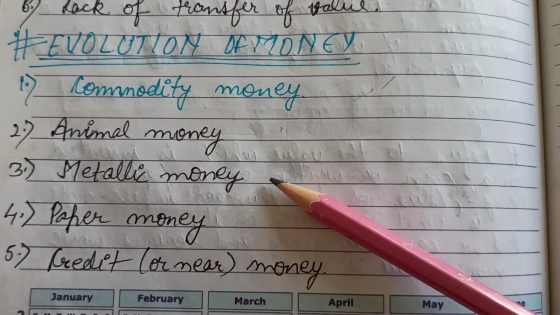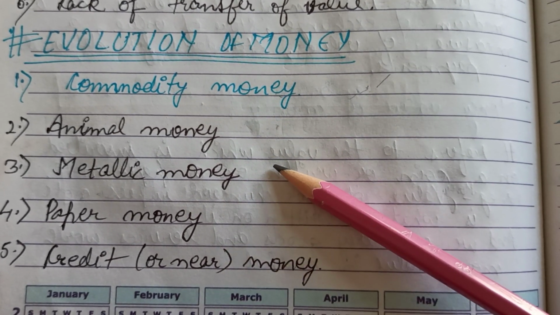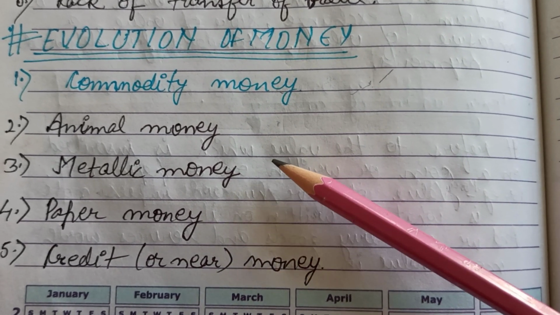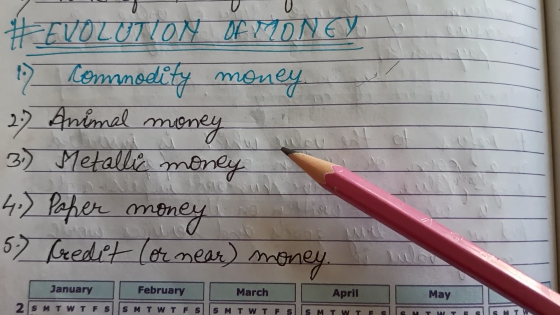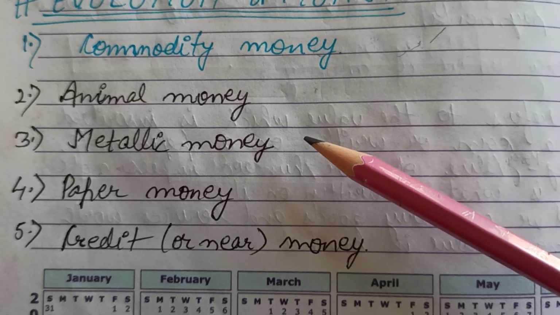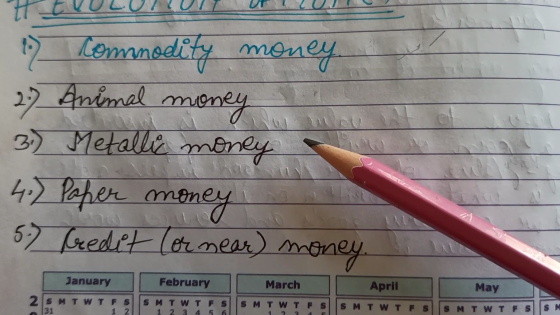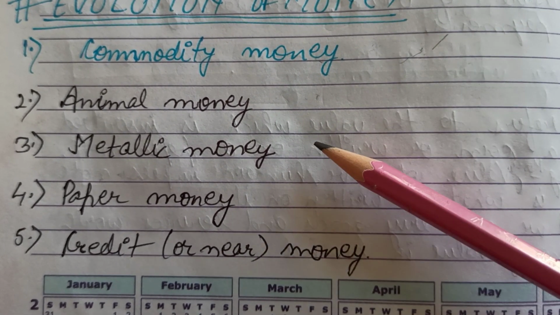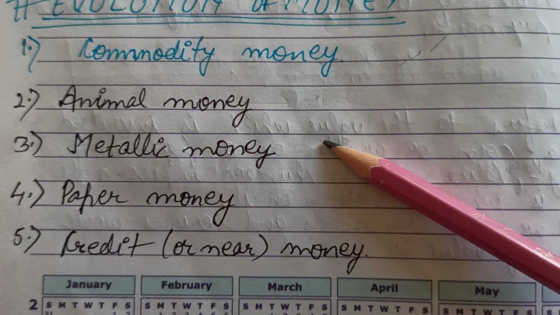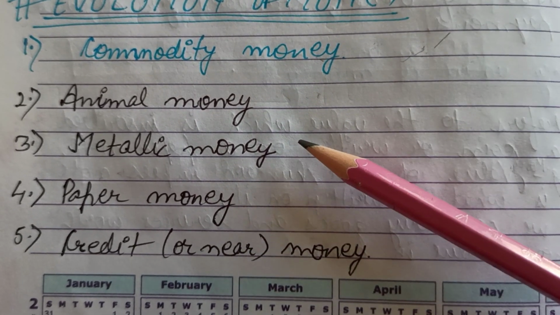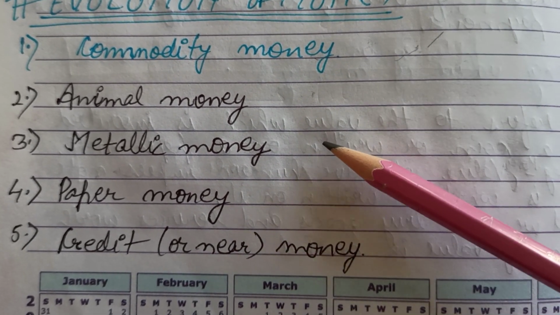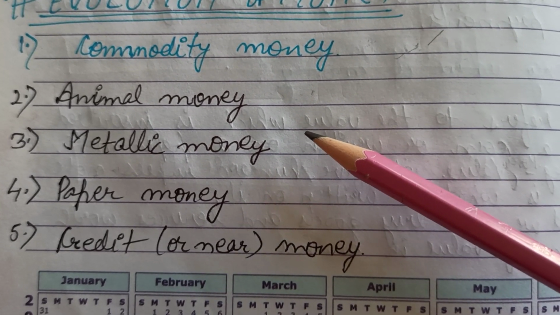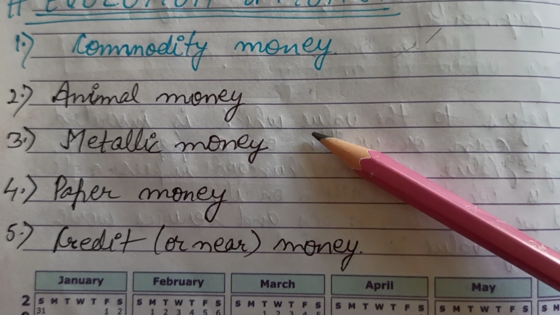After animal money came the existence of metallic money, in which metals were taken as a medium of exchange, for example gold, silver or copper. These metals were also used at the time of monarchs. The coins which we are using are also metallic money, and the gold and silver coins used in ancient times are known as metallic money, in which goods were exchanged with the use of these metal coins, made up of gold, silver or copper.